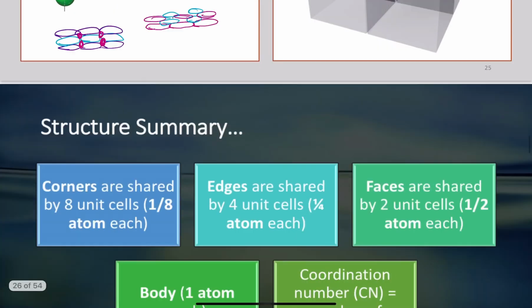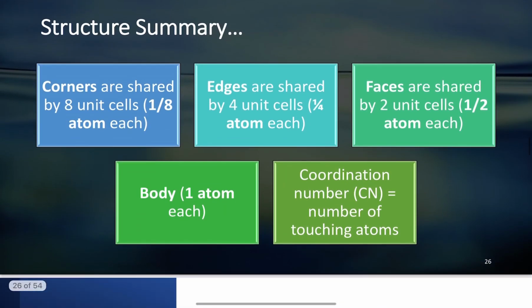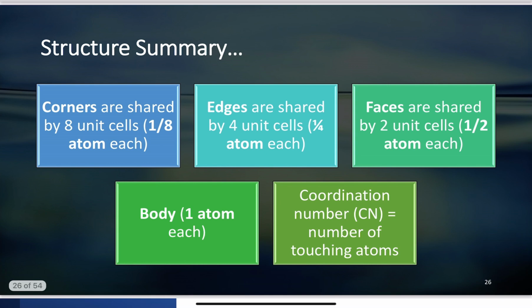Your structure summary, coordination number, I forgot that part. Coordination number here is 12. Coordination number is the number of touching atoms that we have. So how many atoms is it actually touching? Corners are shared by 8 unit cells, so 1/8 atom each. Edges are shared by 4 unit cells, 1/4 atom each. Faces are shared by 2 unit cells, 1/2 atom each. A body is in 1 atom only, it doesn't share at all.